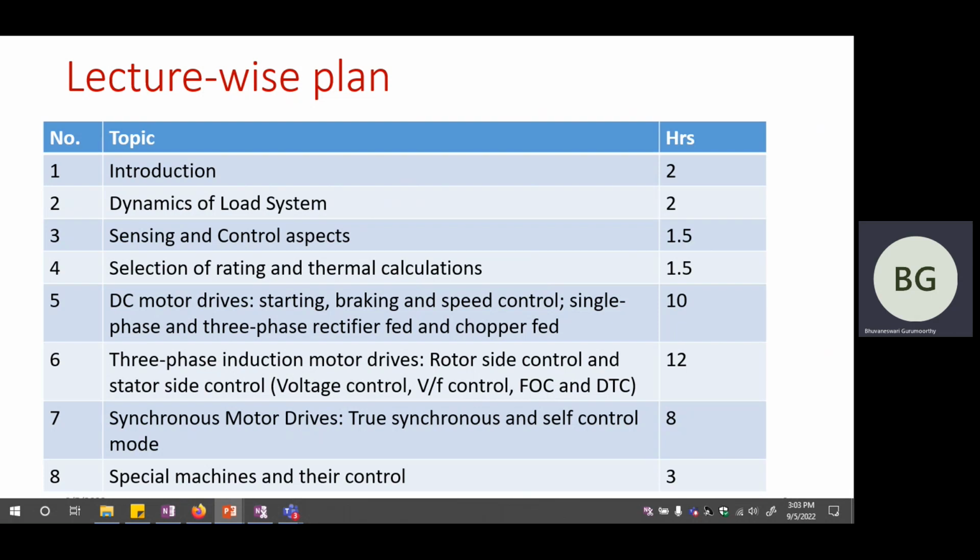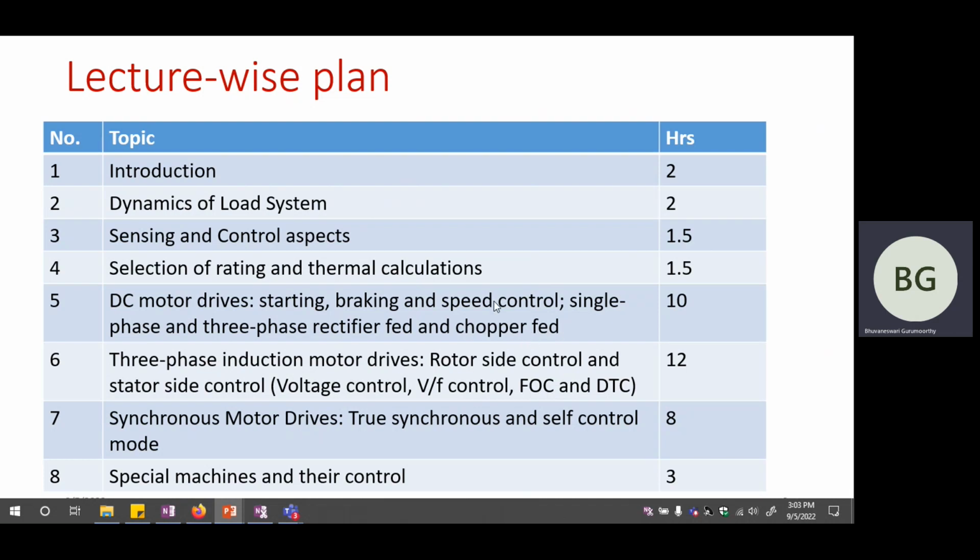And the speed control can be done either using an AC-DC converter, single phase or three phase, if we assume that the power is coming from the grid. On the other hand, if it is going to be a battery-driven DC motor drive, then we have to use a DC to DC converter, which is like a chopper.